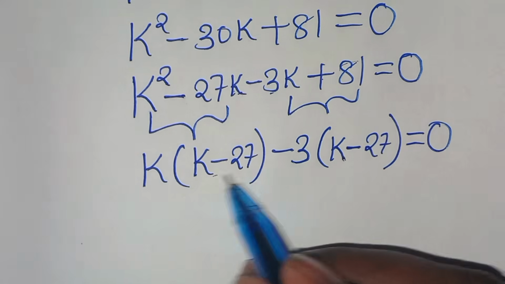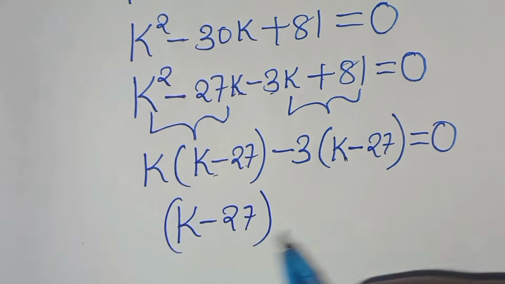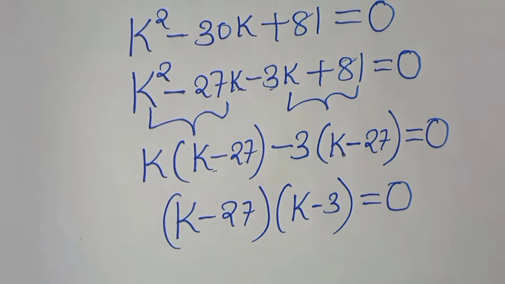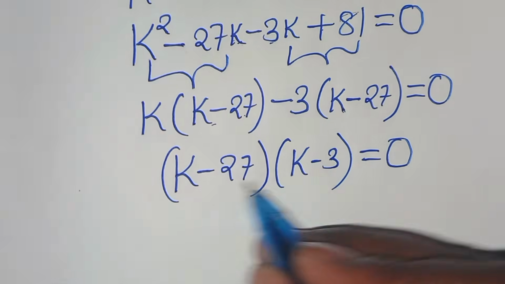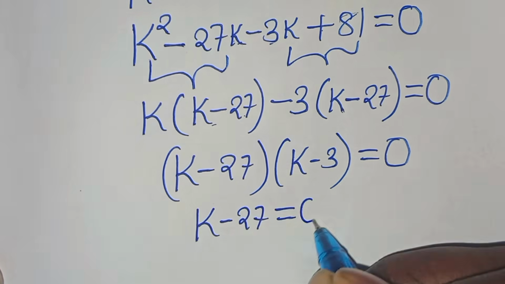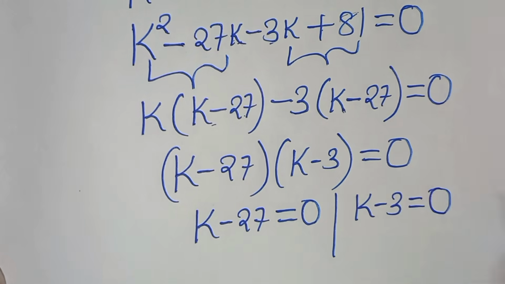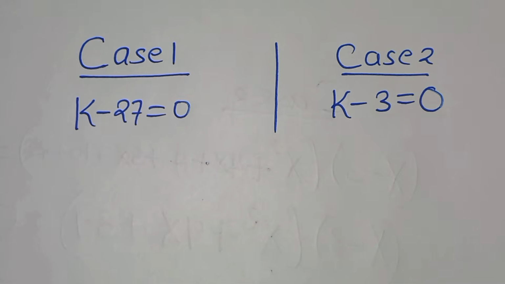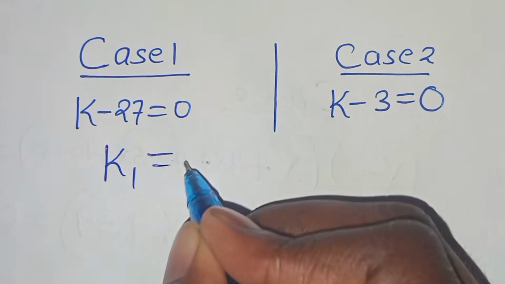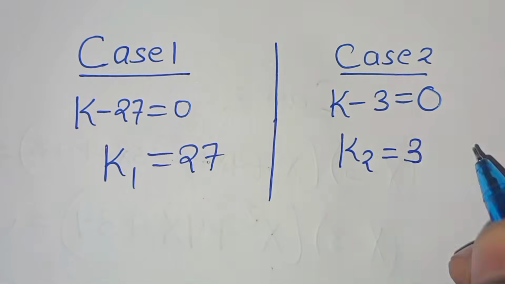So we have that k minus 27 is common here, so this is k minus 27, and then we have k minus 3, this is equal to 0. Now we have two cases here. Case 1, k minus 27 is equal to 0, and case 2, k minus 3 is equal to 0. So k minus 27 equals 0 means that k1 is equal to 27. And here we have k2, this is equal to 3.